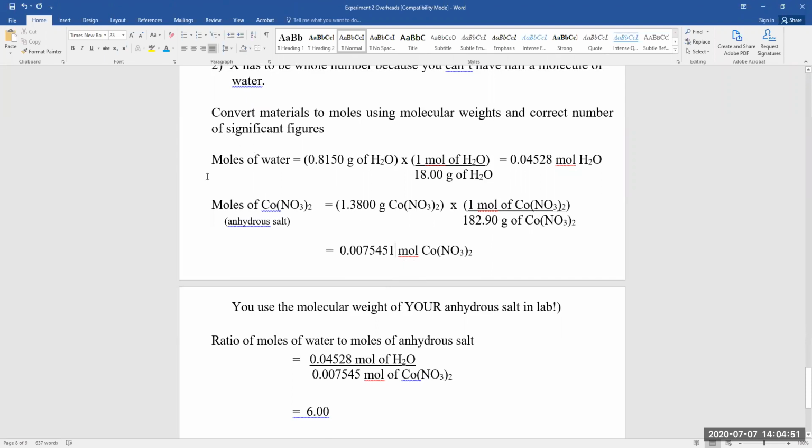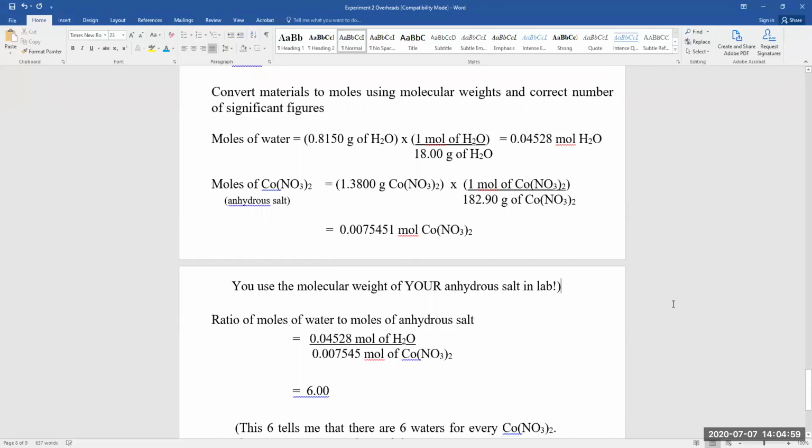Okay, so I have my moles of water, and I have my moles of cobalt nitrate, cobalt 2 nitrate, the anhydrous salt. Now I want to remind you that for your lab, you've got to find that molecular weight, because it's not cobalt nitrate that you're using for the experiment. It'll be in the report sheet and in the lab description. Okay, so now I have to figure out what X is.